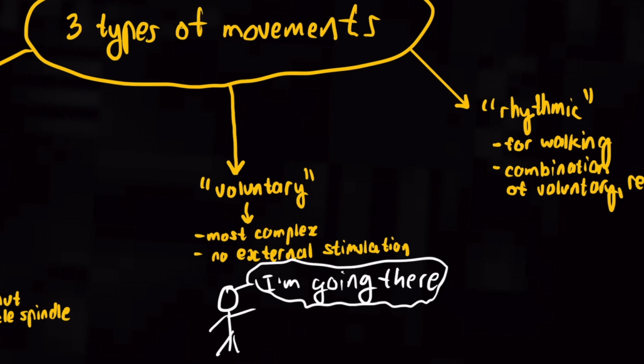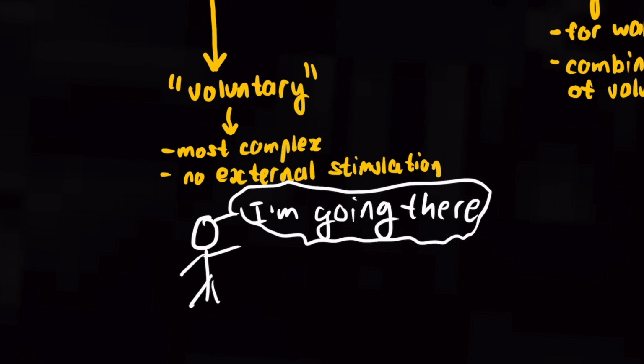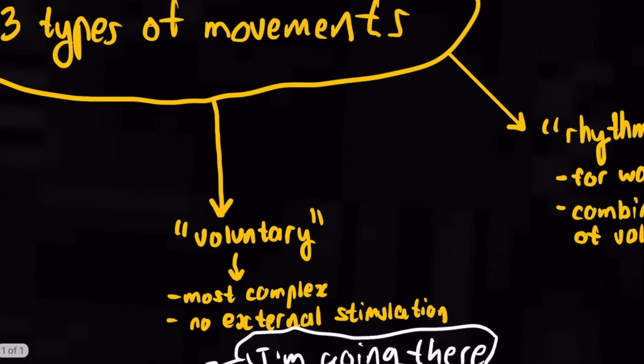If we look at voluntary movement, you can think of, let's say, you want to go to the mall, you want to go somewhere, or you want to eat somewhere. There's no external stimulation that is required to act on the voluntary movement.